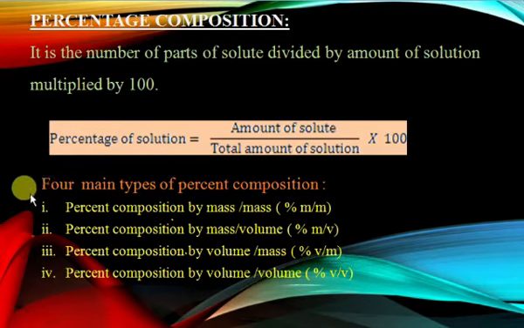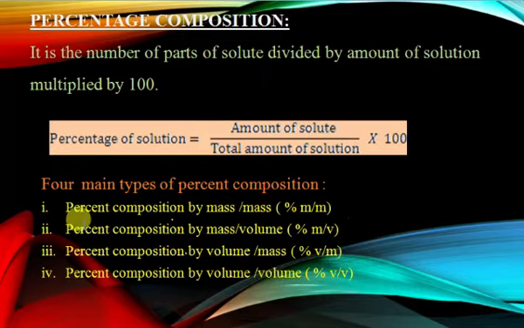The percentage composition can be divided into four main types. The first one is percent composition mass by mass. Here the solute is taken in grams and the solution is also in grams. The second one is percent composition mass by volume. This means the solute is in grams and the solution is in centimeter cube. The third one is percent composition volume by mass. So this volume shows that the solute is in centimeter cube and the mass shows that the solution is in grams. The fourth one is percent composition volume by volume. So this volume is for solute, which is taken in centimeter cube, and the other volume stands for solution. The solution must also be in centimeter cube.